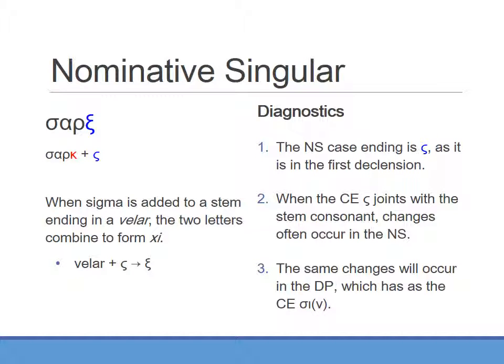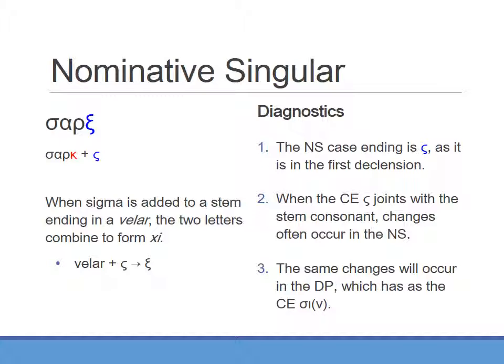We begin as usual with the nominative singular. We are going to look at a few examples. The nominative singulars tend to be the most irregular of all of the forms of third declension nouns. The reason they're irregular is that the nominative singular case ending is sigma, and sigma, when it joins to a consonant, often results in some changes.